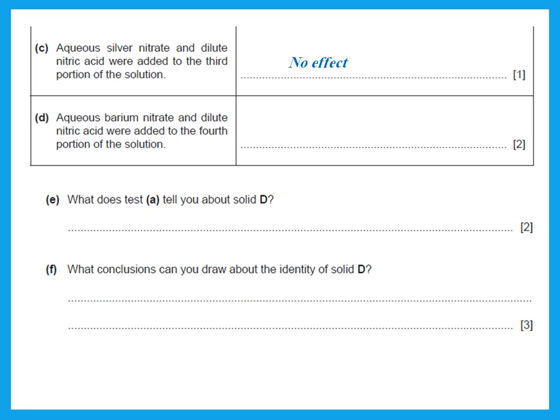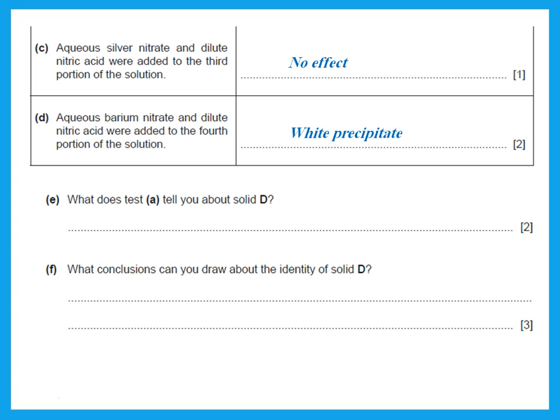Aqueous barium nitrate and dilute nitric acid. Again, this is test for what? Test for sulfate. Do I have sulfate? Yes. If I have sulfate, what should I get? White precipitate. So, after the table, he gives questions.